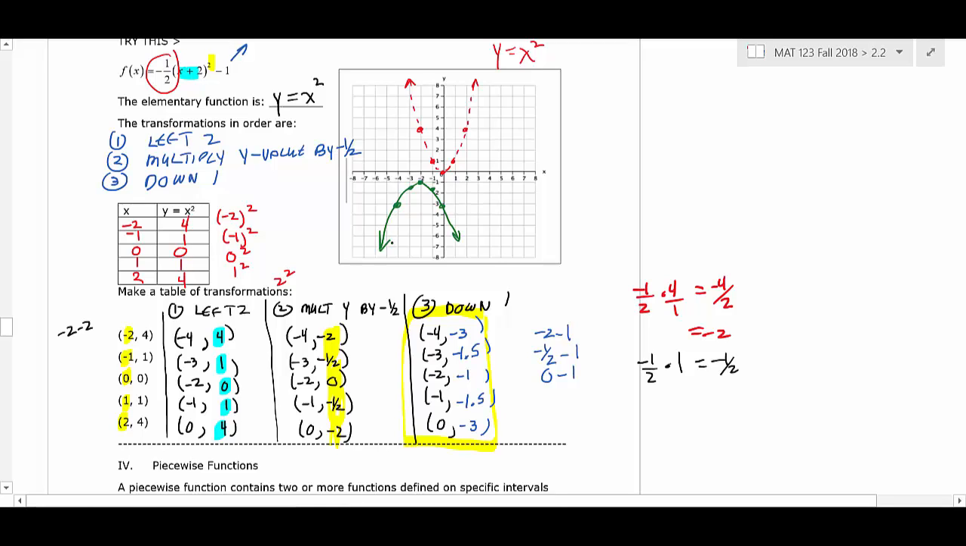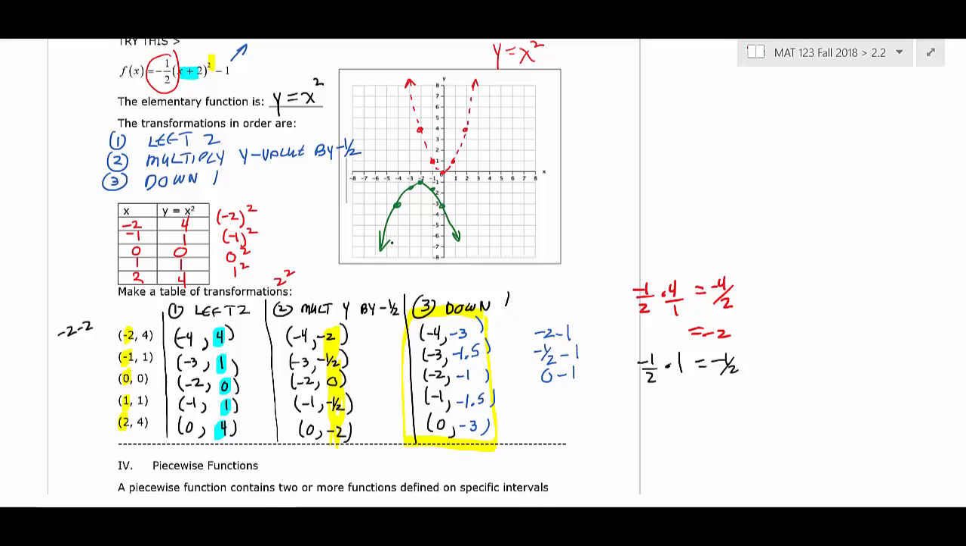So here's what you do now. First of all, did it reflect? Absolutely, that's pretty obvious. Did this point move to the left 2 and down 1? Yeah, every point really did. Does it look like it's a little bit wider? Right, that 1/2 made it shrink this way and stretch out that way. So that covers all the transformations we have. Does that make sense what I did?